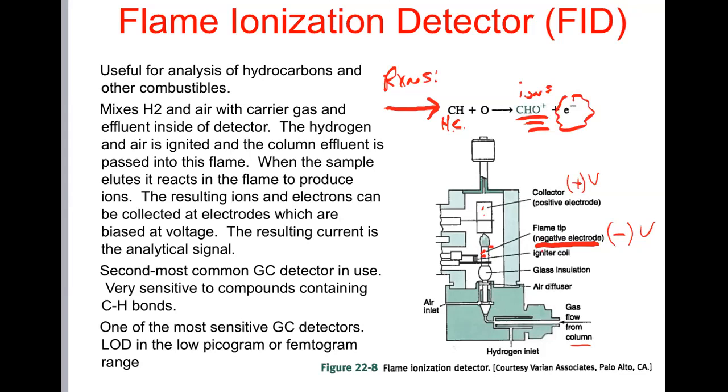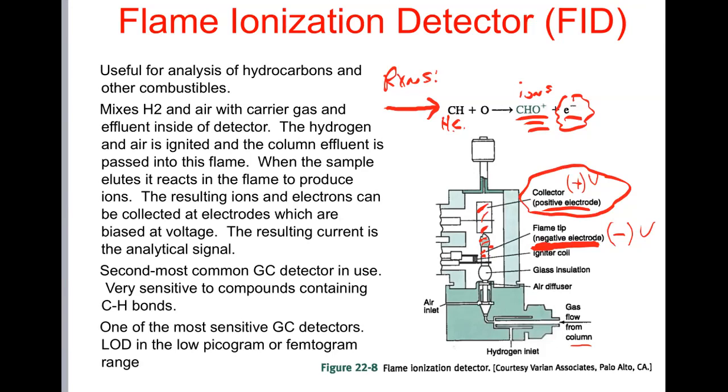Now, if we're producing ions and electrons in the flame in this region, and I bias these two electrodes in my flame ionization detector, where will the electrons go and where will the ions go? Well, the ions would be attracted to the negative electrode, but the electrons are going to fly to the collector, or the positive electrode, aren't they? So the collector, as the name suggests, collects electrons because it's positively biased.